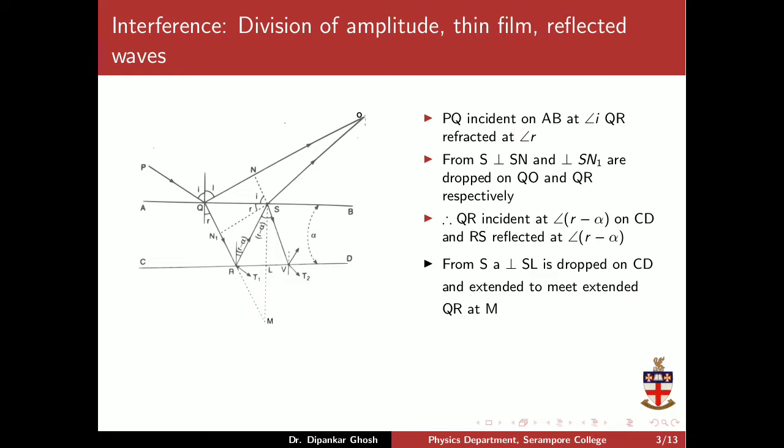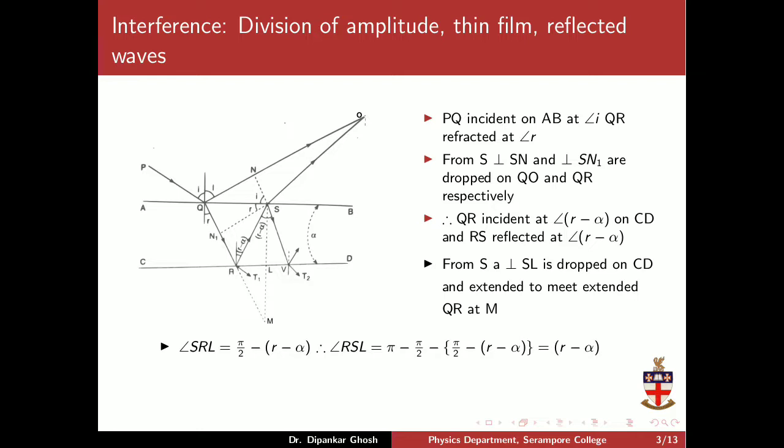Now from S, a perpendicular SL is dropped on CD and extended to meet the extended segment QR at the point M. Why do we do this? It will be clear very soon. Now look at angle SRL. What is angle SRL? As you know, the ray RS is reflected by CD with an angle of reflection r minus alpha. So angle SRL will be pi by 2 minus (r minus alpha).